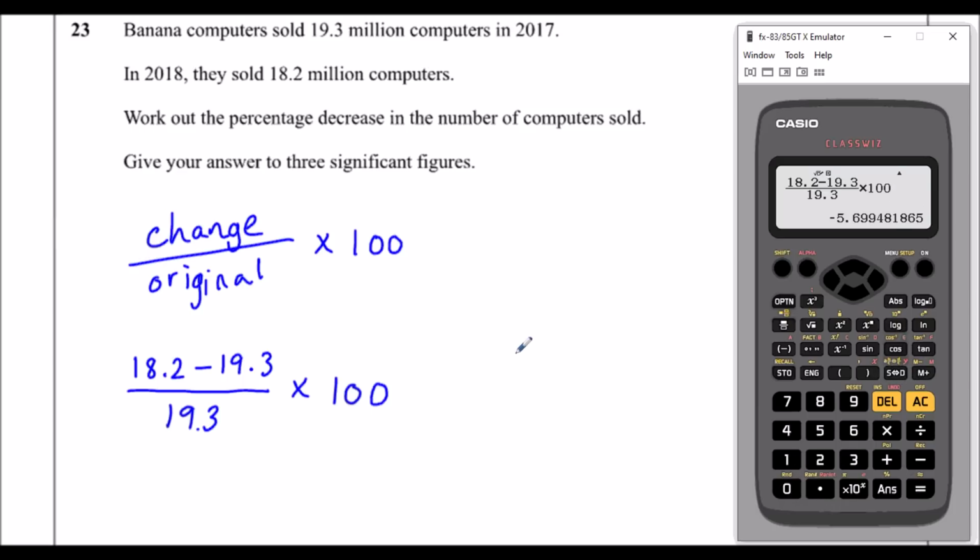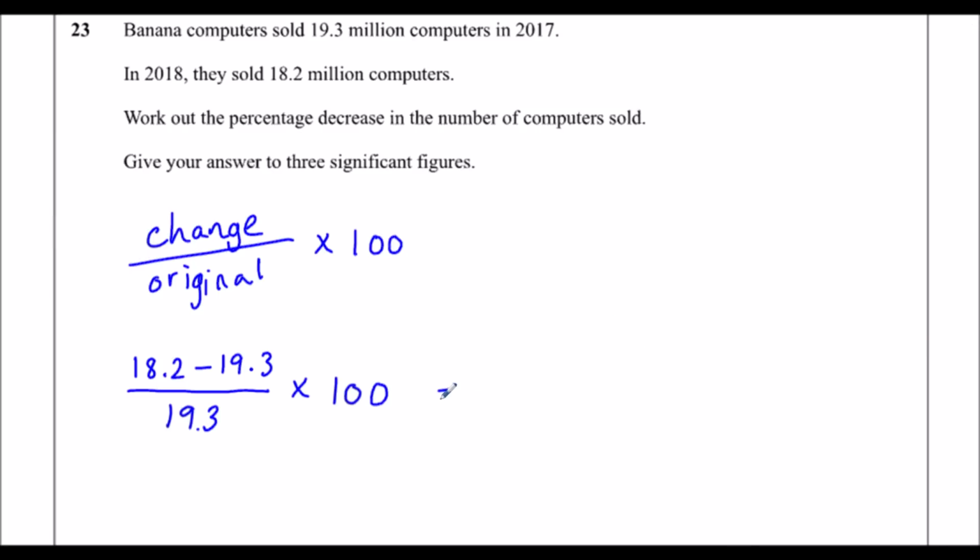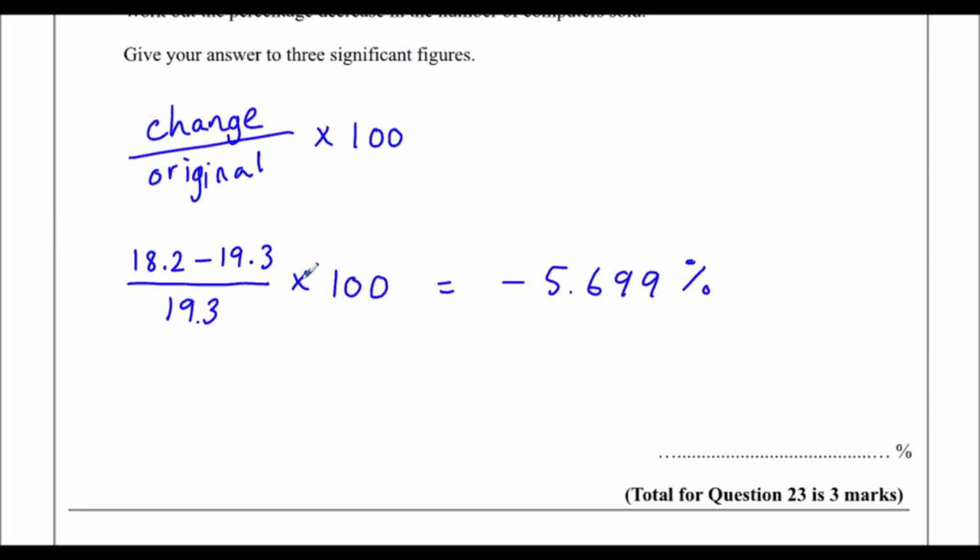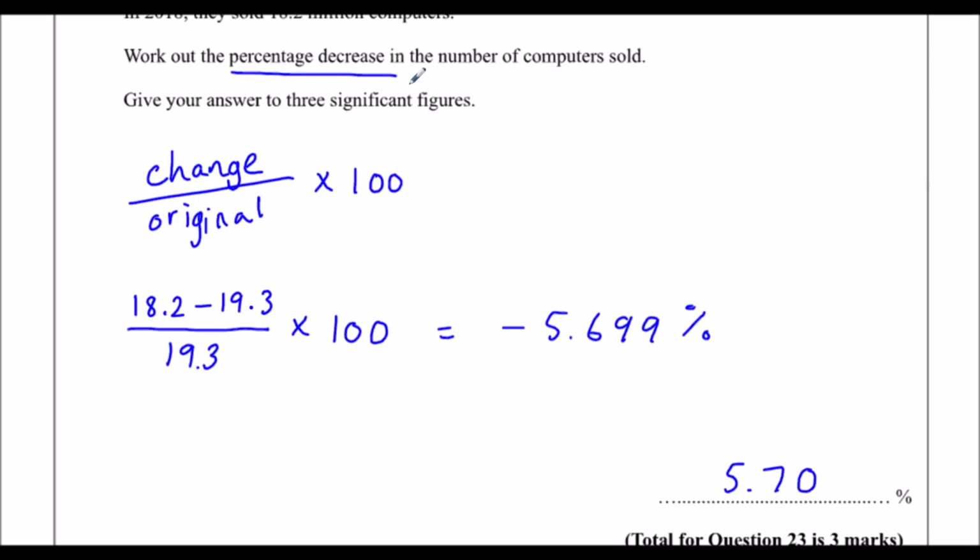So we've got negative 5.699%. So it's a decrease of 5.699%. We want our answer to 3 significant figures. So 1, 2, 3. The next numbers are 9, so we round up. So 9 rounded up goes to 10, or 69 rounded up goes to 70. So we've got 5.70%. We don't need to write the negative sign on the answer line because it's the size of the percentage decrease. It's a decrease of 5.70%.